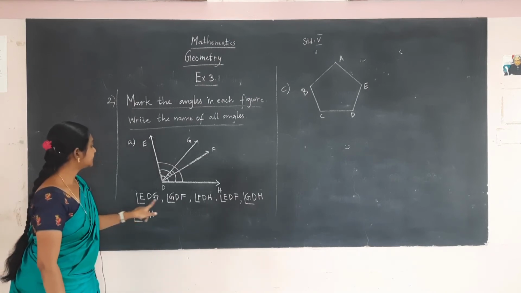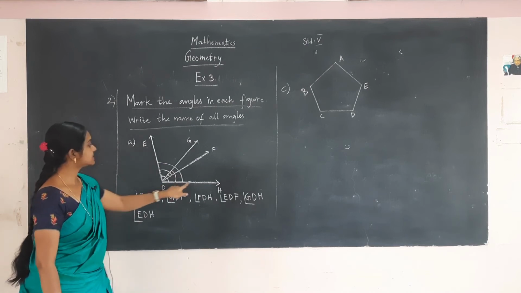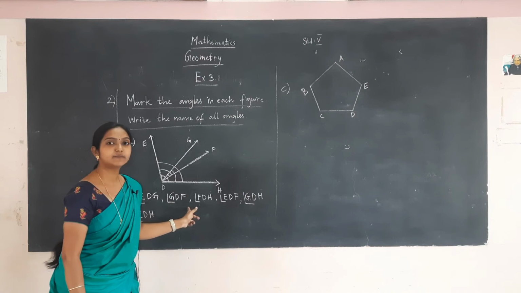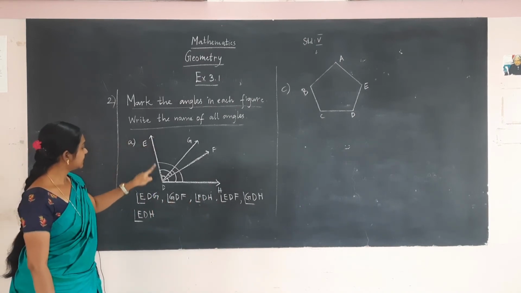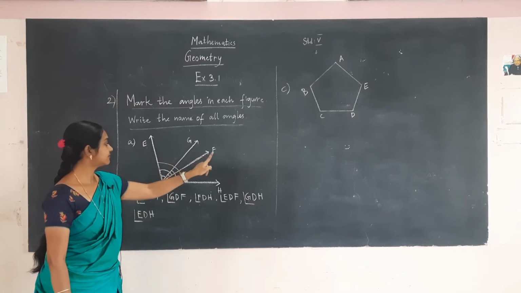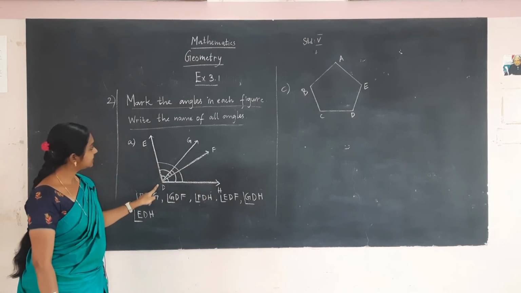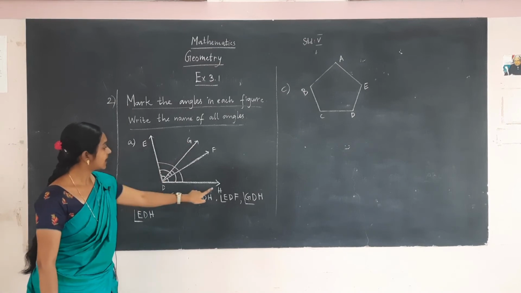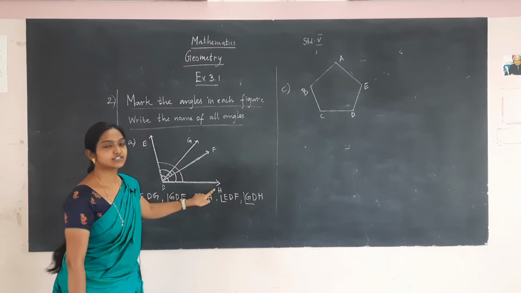We should write with the symbol of angle, and all the letters here are in capital, so you also should write the alphabets in capital. The angles are EDG, GDF, FDH, EDF, GDH, and finally EDH.